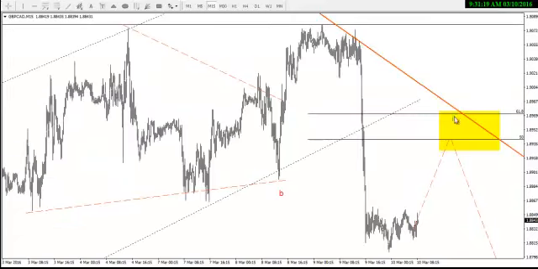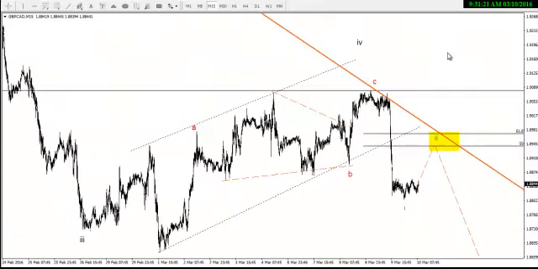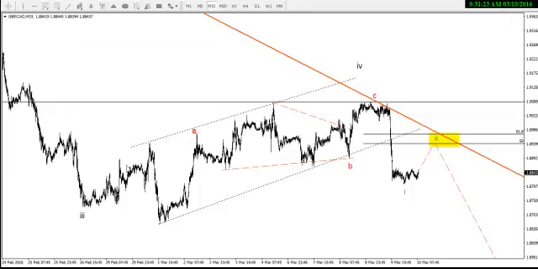Okay, now look at this pattern. This is the movement from the third wave here. We saw an A B C. Okay, there's an A B C here, A B C. It looks more like a flat pattern than a zigzag. Okay, this is 3 3 5.